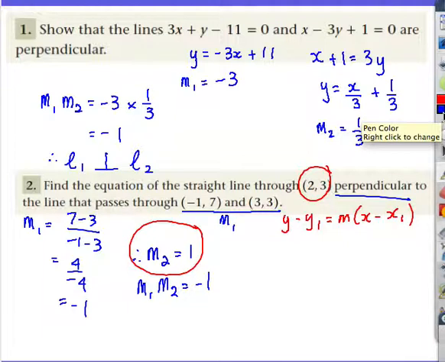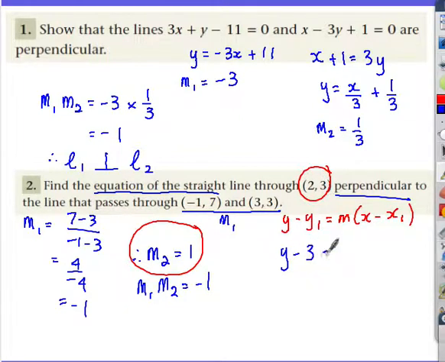This M, is that -1? No, m is the gradient of the line we're trying to find. What does the point gradient formula help you find? It finds the equation of the line, which is what we're trying to do. Yeah. So our equation will be y minus 3 equals 1 times x minus 2.